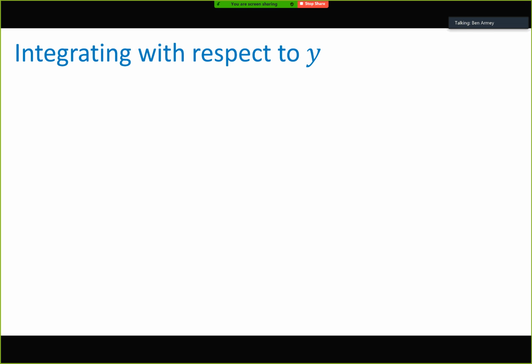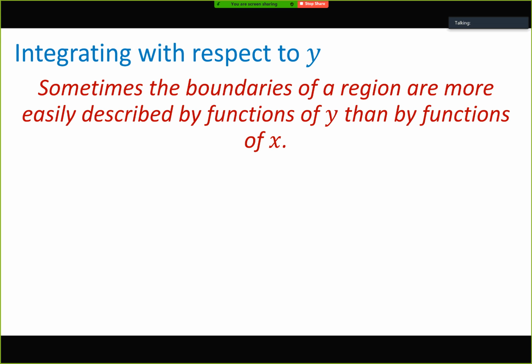Okay, here we go. Integrating with respect to y. This is going to alter your thinking a little bit, not much. We have to adjust our thinking a little bit when we're integrating with respect to y. Sometimes the boundaries of a region are more easily described by functions of y than functions of x. So functions of x would be like f of x equals 2x. That's a function of x. A function of y would be f of y equals 2y. That's what it means, a function of y.